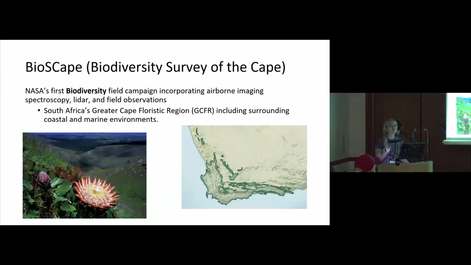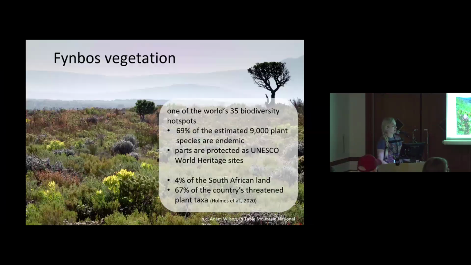This is NASA's first biodiversity field campaign, and it incorporates airborne imaging, spectroscopy, so lots of different light bands, LiDAR, and field observations. This is happening in the green portions on the map in South Africa. And our main focus is fynbos vegetation.